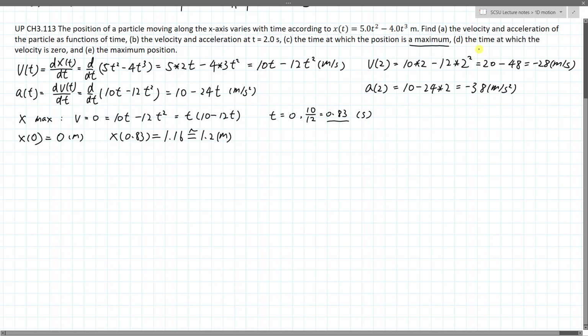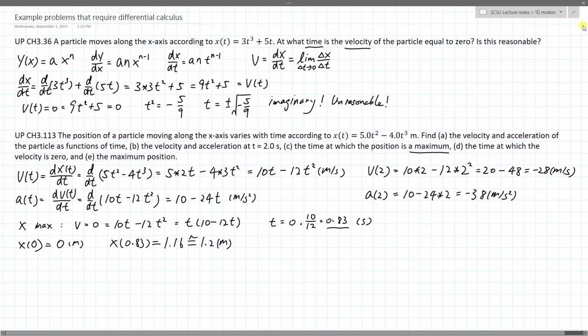Part D, the time at which the velocity is 0. So we determine it must be this time, not that time. And the maximum position, we have determined it to be roughly 1.2 meters. Okay, so right here I could say, well, yeah, we finished the question. This is good enough already.